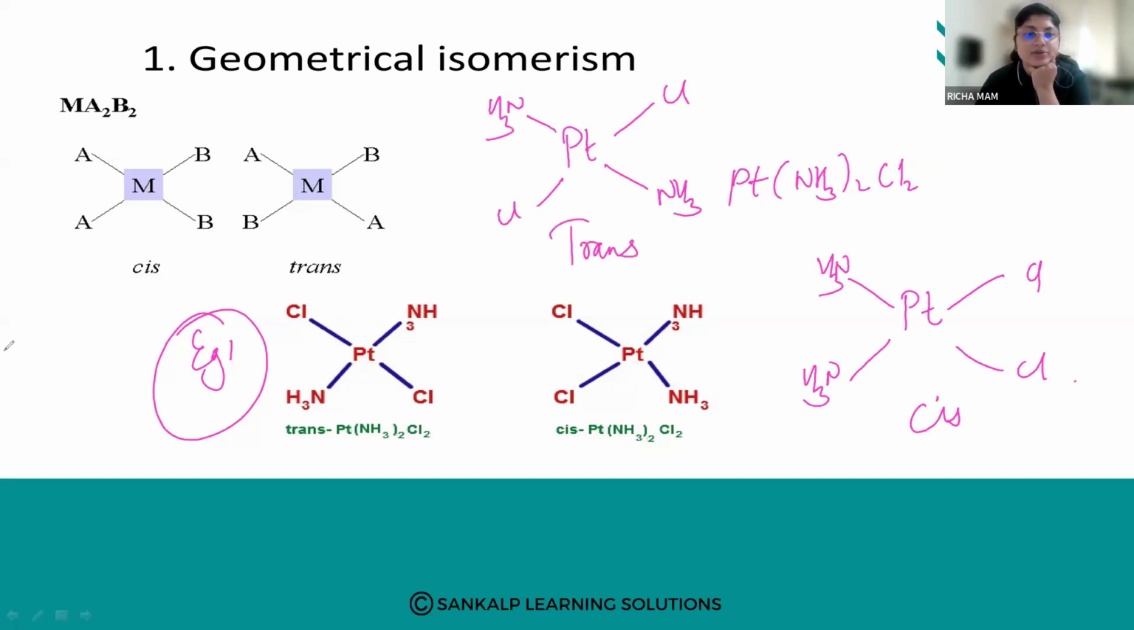Is it clear about geometrical isomerism? Very important. Geometrical isomerism with coordination number 4. Is it clear?